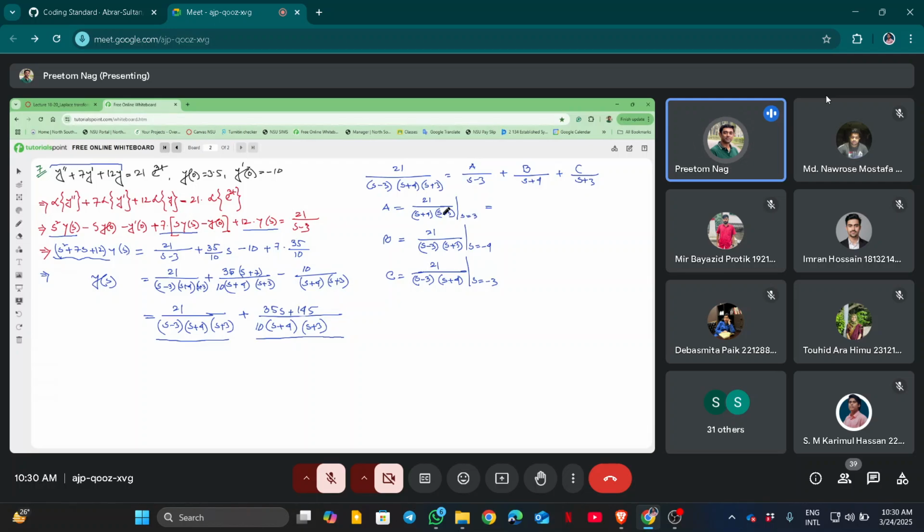Substituting s equal to 3: 21 over 4 plus 3 is 7, 3 plus 3 is 6. Over minus 4 minus 3 is minus 7, minus 4 plus 3 is minus 1. 21 over minus 3 minus 6, minus 3 plus 4 is 1.